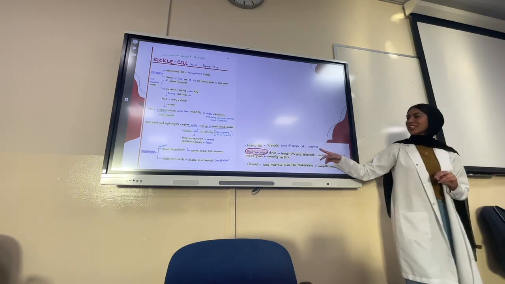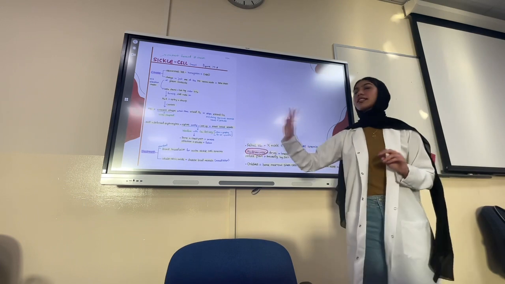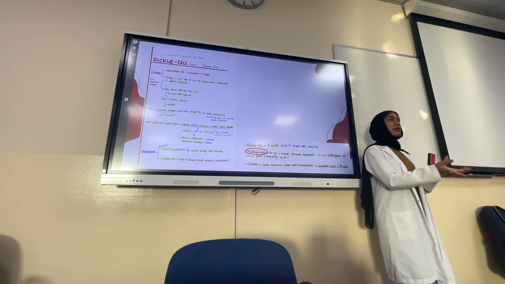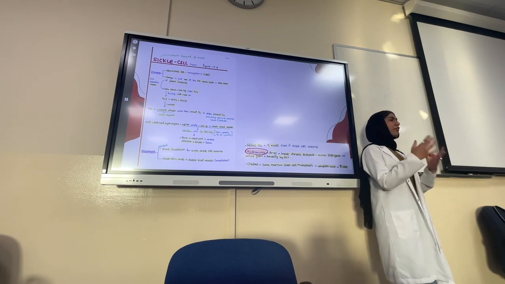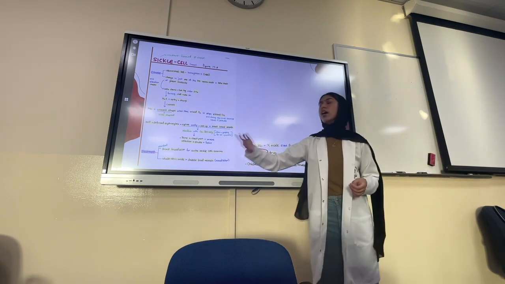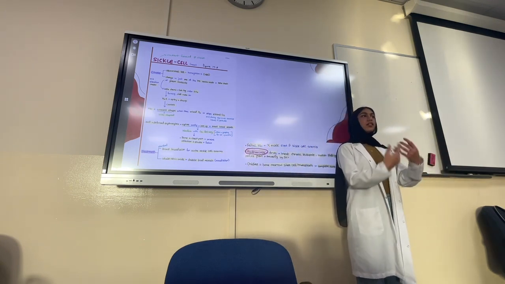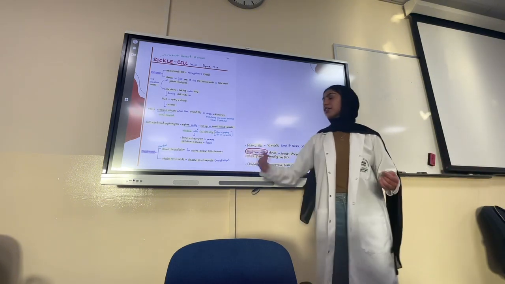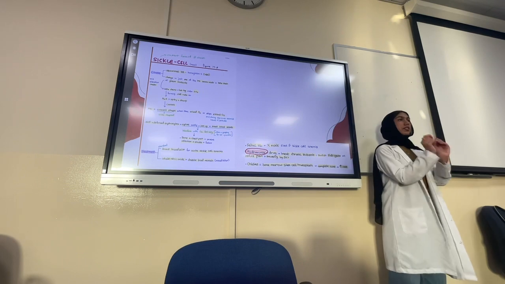Okay, so let's go over what's the treatment for sickle cell anemia. What do we do for sickle cell anemia patients? There are different courses of treatment, one of them being blood transfusion. When you have anemia, usually we do blood transfusions, right? Another thing is inhaled nitric oxide.